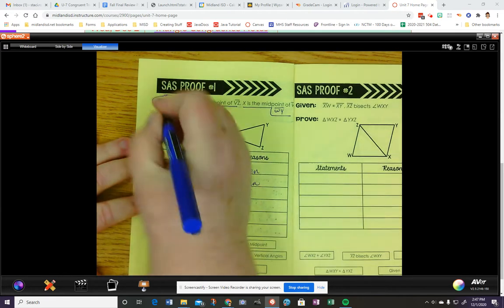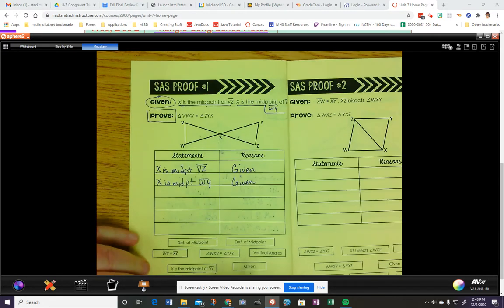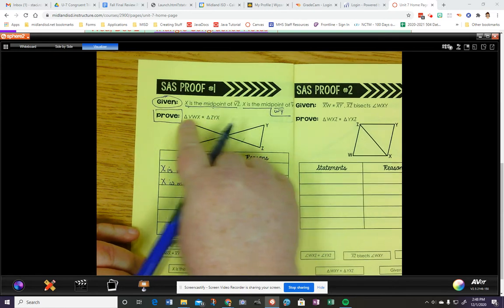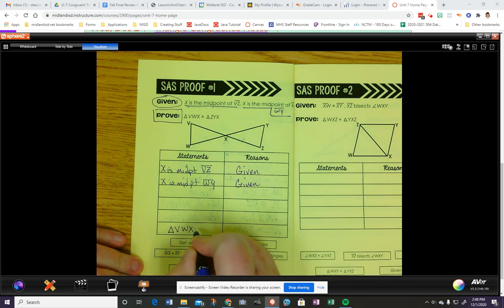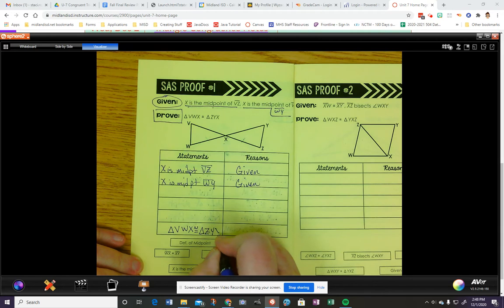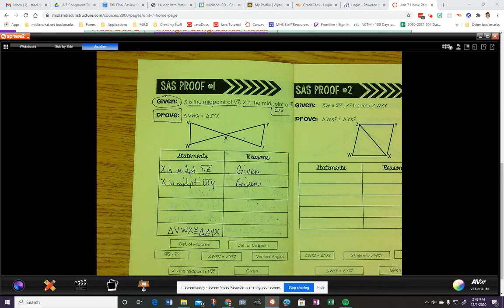What's the last thing we put down? That's the top of our sandwich. What's the last thing? We're going to take our prove. We're going to come down here and say prove triangle VWX is congruent to triangle ZYX. And we don't know exactly why yet. We think it's going to be SAS. So let's work through it.